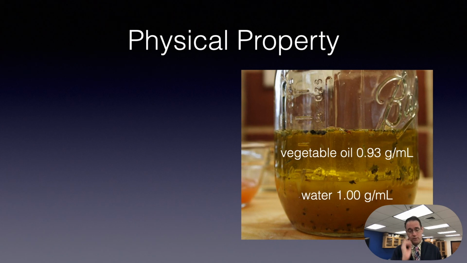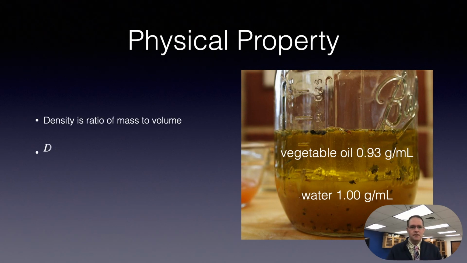And the reason for that is twofold. Its solubility and also differences in density. All right? Now, density is a ratio of mass to volume. Density is, according to this formula, mass over volume. And we use small m to represent mass and large V to represent volume.